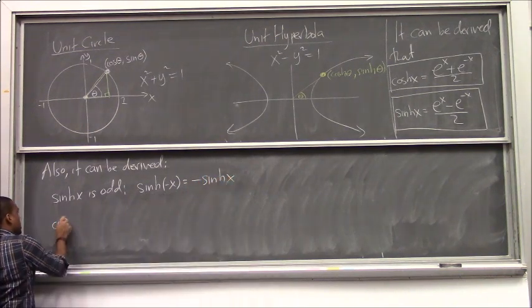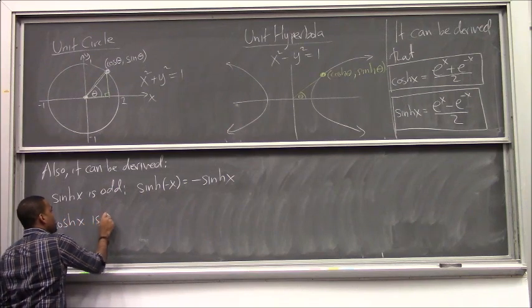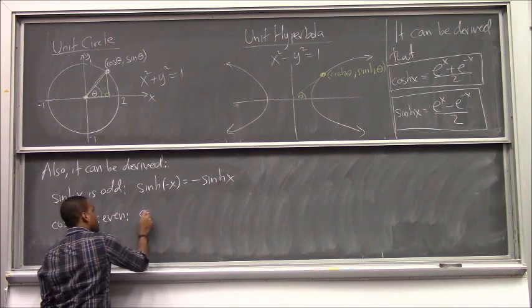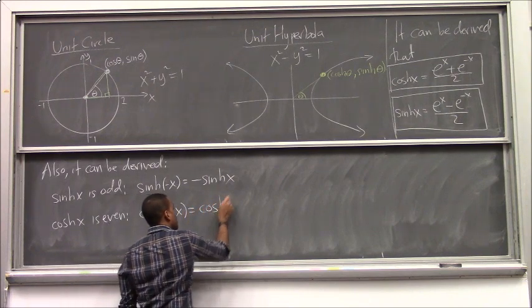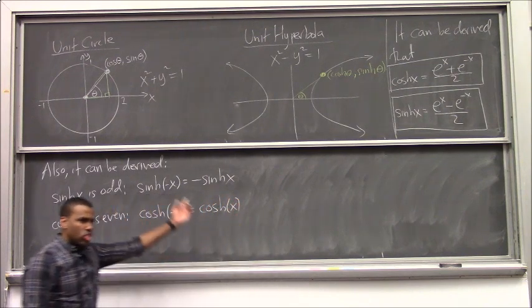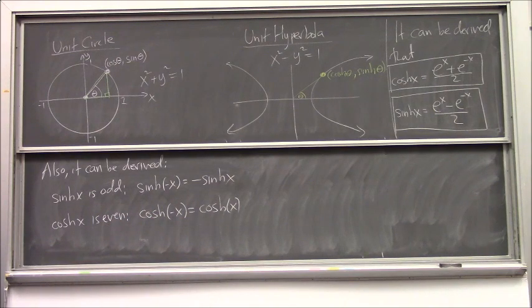You can also realize that cosh is even, in the sense that cosh of a negative angle is the same as cosh of the positive angle. In fact, that's just like sine and cosine. Sine of negative x is minus sine x. Cosine of negative x is positive cosine of x.